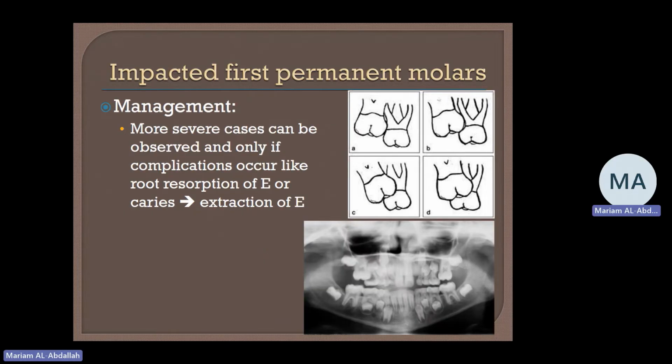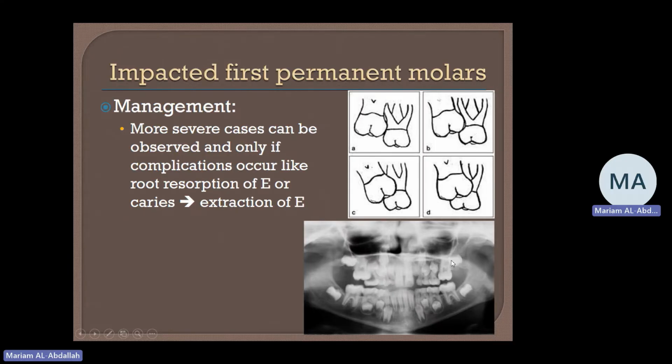Right, more severe cases, unfortunately, as we said, we have to extract, like this case here, for example. This is a severe case. This is a grade 4, right? So we have to go for extraction of the E, allow time for the first permanent molar to erupt, and then distalize the 6 to regain space for the 5 and fit a space maintainer. This is how we manage this case.